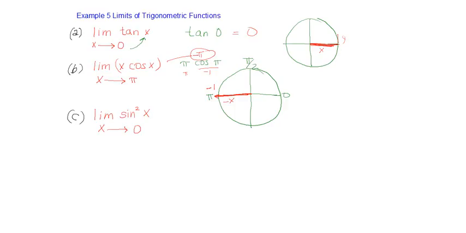Okay, let's do the last one. Now we have the limit of sine squared of x. Again, the unit circle. As x approaches 0, so here's 0. As x approaches 0, what is the sine? Again, sine is opposite side over hypotenuse. So opposite side is y, but there's no y, so that'd be 0 over 1, which is 0. And 0 squared equals 0.